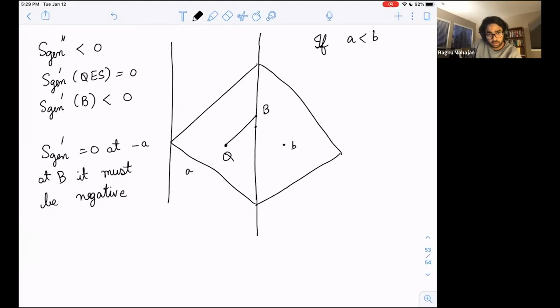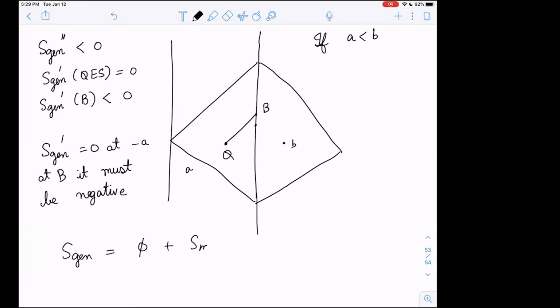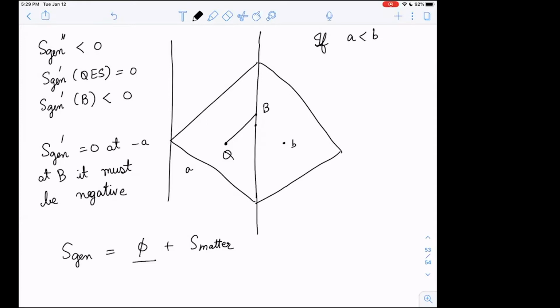But at the point B, you're getting very close to the boundary where the dilaton is blowing up. So this is what I was saying before, that SGen has a term which is phi plus some S matter. So phi is huge and it's increasing towards the boundary, right? That's where the anchor is at infinity, and we don't change that. So this is a contradiction.